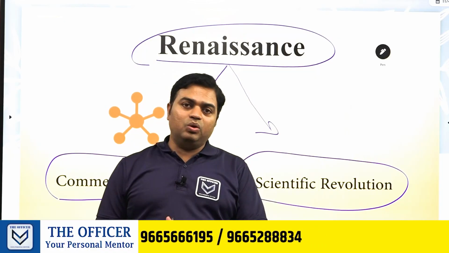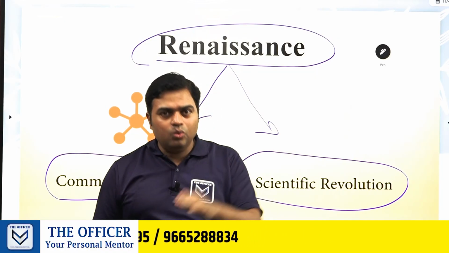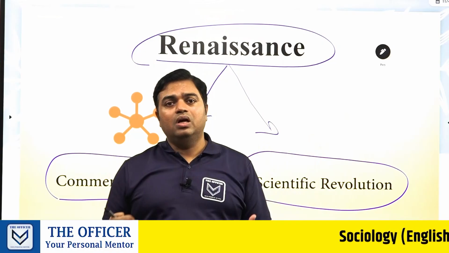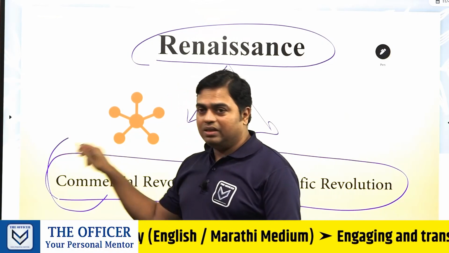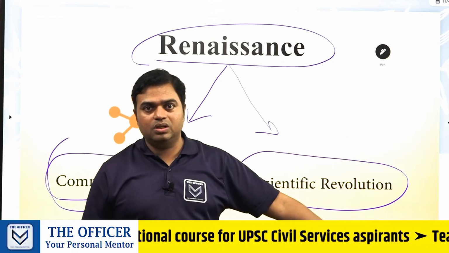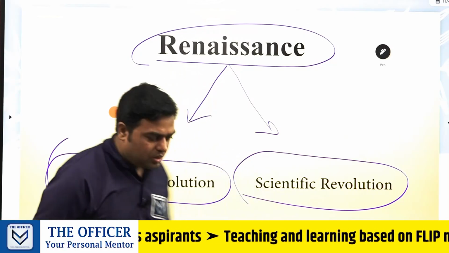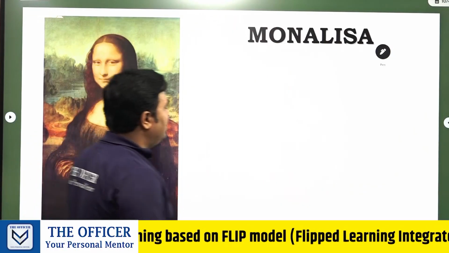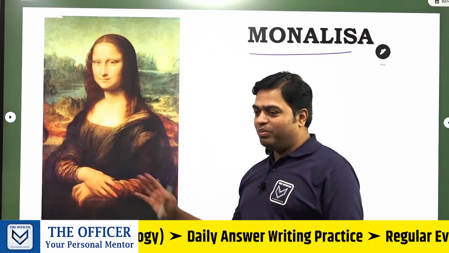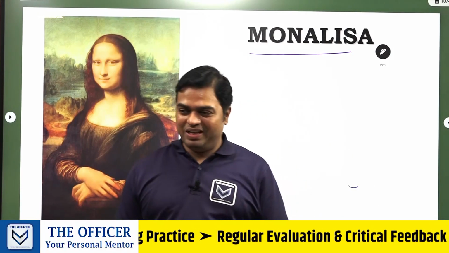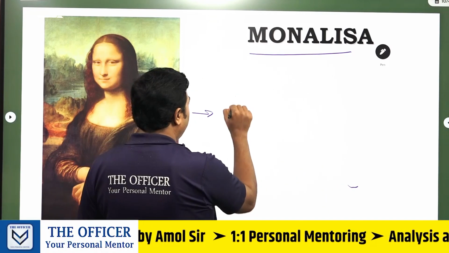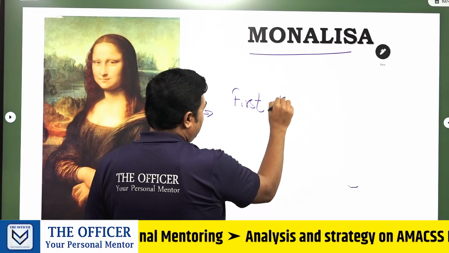And that's why, folks, to understand what is meant by the Renaissance, how it became possible, and how it led to all the other social changes, we first need to understand what is meant by the commercial revolution and its impact, and what is meant by the scientific revolution and how it impacted society. Okay? Yes. So again, the Mona Lisa is very famous. Why, Shivam, is the Mona Lisa famous? Why is the painting of the Mona Lisa important? Because this is the first human painting.